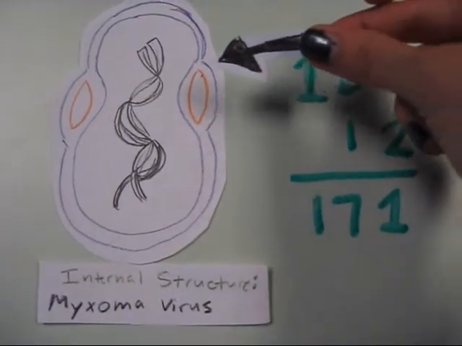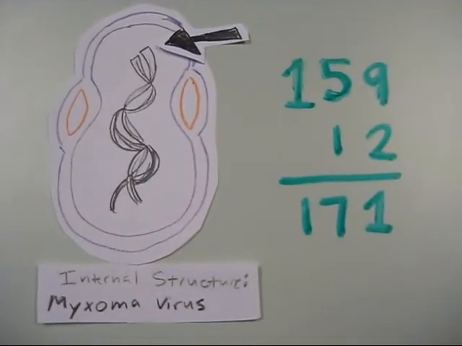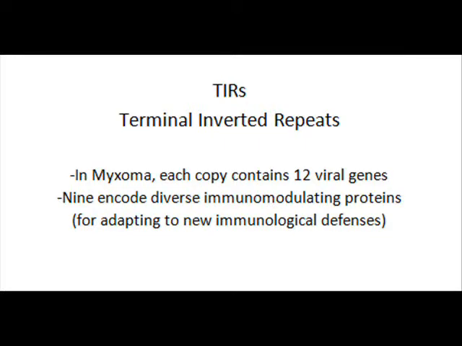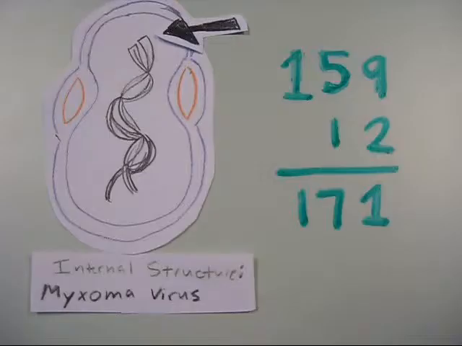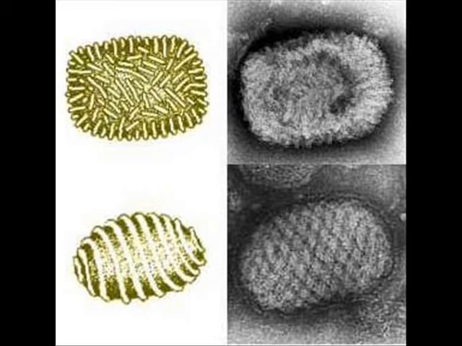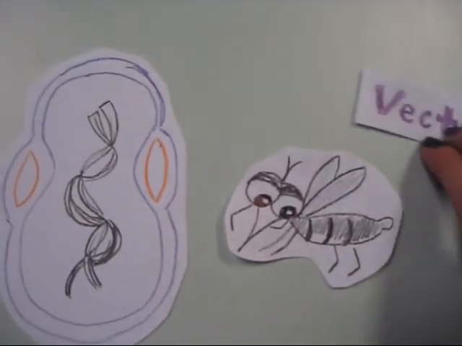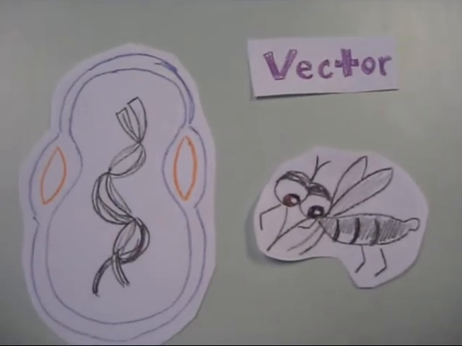Myxoma contains a large linear double-stranded DNA genome consisting of 159 unique viral genes, with diploid terminal inverted repeats, TIRs. Each TIR contains 12 viral genes, 9 of which encode diverse immunomodulating proteins, giving a total of 171 genes. The viral genome is encapsulated within a brick-shaped virion, and the complete replication cycle of myxoma takes place exclusively in the cytoplasm. The myxoma virus is spread through insect or arthropod vectors, in this case by mosquitoes, passively, meaning it does not infect the carrier.